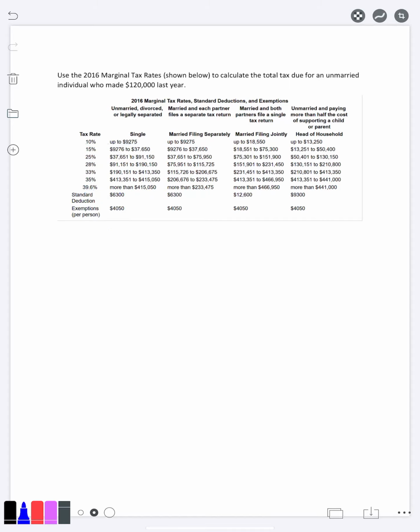This individual made $120,000. So the only brackets that are going to matter here are the first 4 brackets, because that's where we get to $120,000. So we're going to work them out one at a time here. So for bracket 1, how much money did he earn for bracket 1? Well, he's certainly much higher than $9,275. So that's going to be the amount counted for bracket 1. And we're going to go ahead and multiply that by the rate for bracket 1, 10%, and we're going to get $927.50.